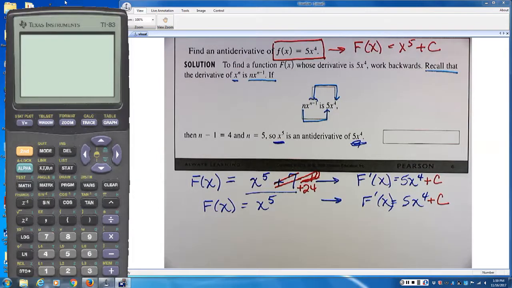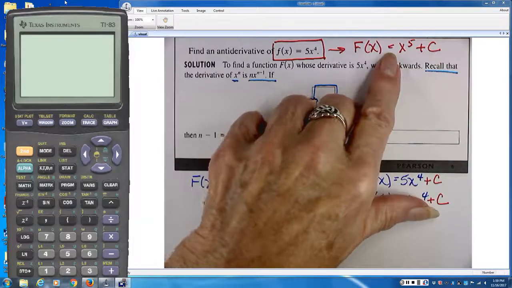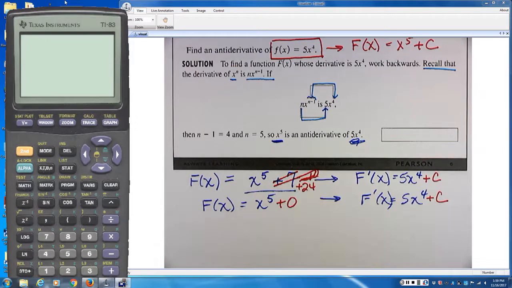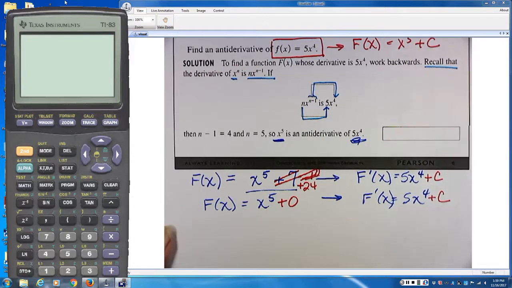So we're going to actually have to add a constant to the antiderivative because this one just happened to be 0. It might be some number, and that's what a constant is. It's just saying you added or subtracted some number, and that number had a derivative of 0. So it didn't change the derivative, but it does change the function. So that's just kind of a little heads up.